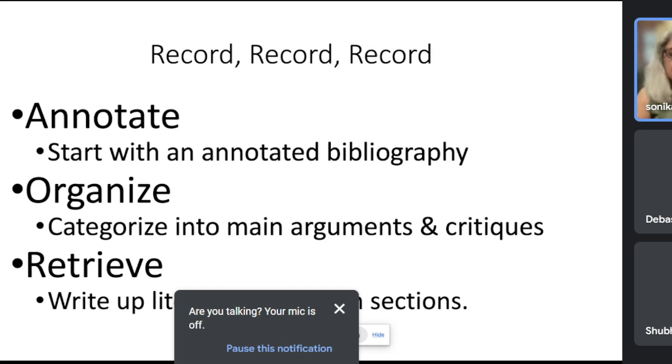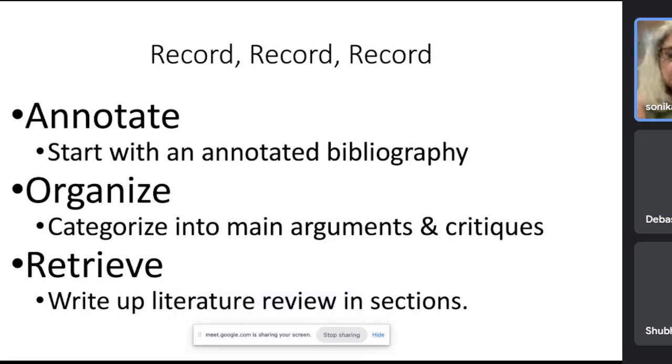Now, this I cannot emphasize enough. In a PhD journey, the most important thing for you to do is to record. So if you've read an article, if you've read a book, but you've made absolutely no record of it, if you've not annotated it, if you've not organized it in some way, and if you've not preserved it in some way that you can retrieve it, that is labor lost, because you're going to have to do it again. So do not read anything without annotation.